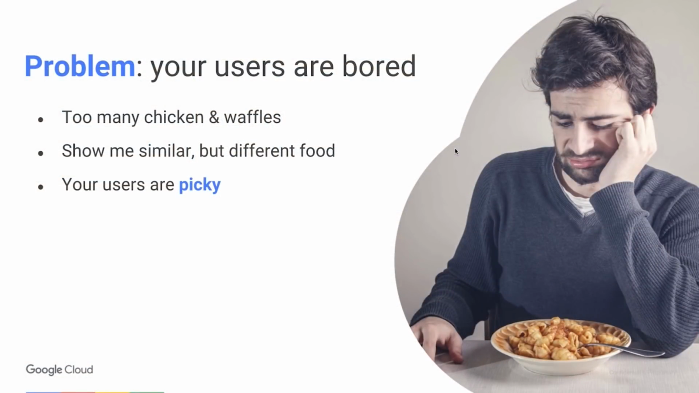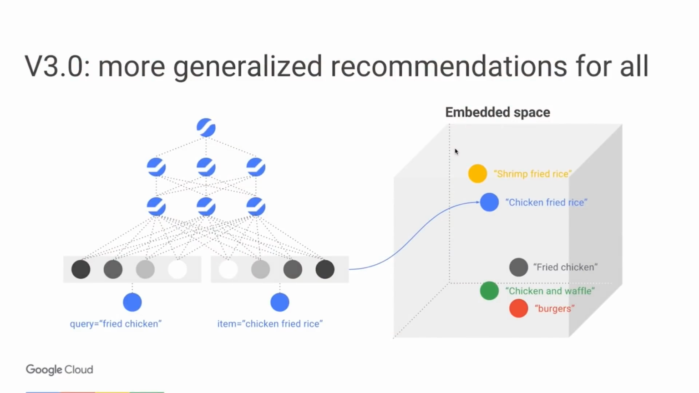And the problem, though, is that now we're seeing a different kind of review. People are saying they're getting bored. Every time they ask for fried chicken, they get chicken and waffles. Every single time. And so your users are picky. Okay, that's understandable. And so you say, it's okay. I'm going to reach into my deep learning toolbox again and pull out deep neural networks. This will allow us to have generalized recommendations rather than memorizing the specific mapping from one request to its matching food item.